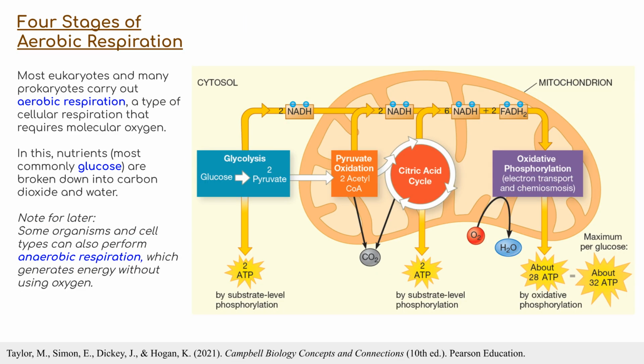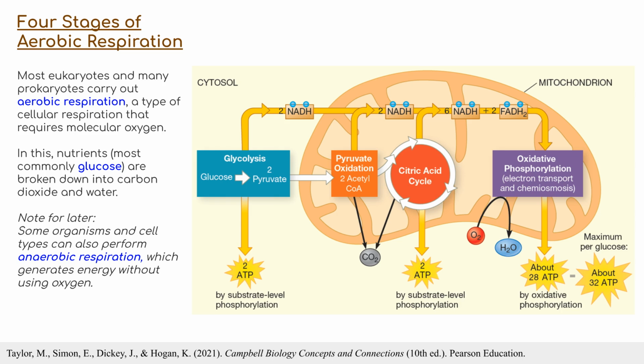This diagram shows the 4 stages of aerobic respiration, the process cells use to release energy from glucose when oxygen is available. Let us walk through each stage briefly. The first stage is glycolysis. Glycolysis occurs in the cytosol, outside the mitochondrion. In this stage, one glucose molecule is broken down into 2 smaller molecules called pyruvate.